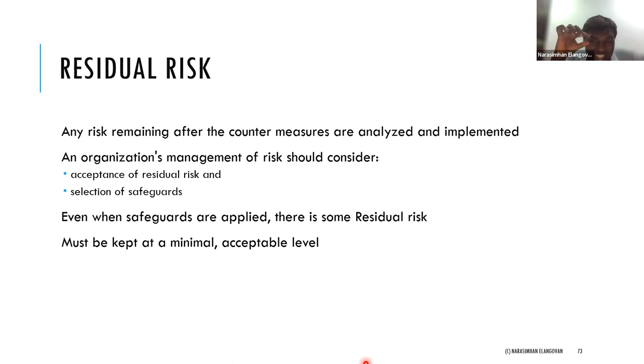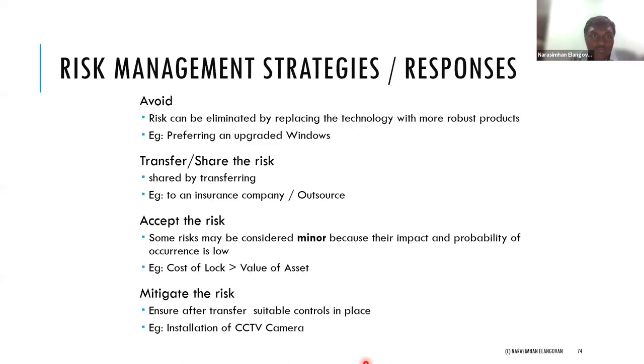Inherent risk minus control is equal to residual risk. Inherent risk without control and you're still living with it, that is called accepted risk. Risk management strategies are four. Avoid, completely avoid it. Don't even go into it. Say you upgrade your technology, go to an updated Windows, whatever. Transfer or share, give it to another person, outsourcing, insurance company, etc. Accept the risk, as I told you, or mitigate the risk.